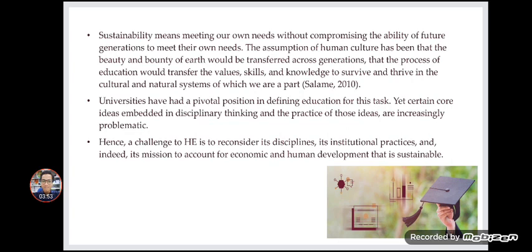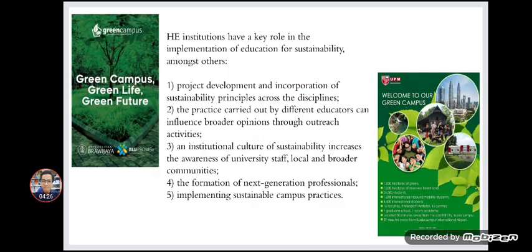Universities have had a pivotal position in defining education for this particular task. Yet, certain core ideas embedded in disciplinary thinking and the practice of those ideas are increasingly problematic. So, a challenge to higher education is to reconsider its disciplines, its institutional practices, and also its mission to account for economic and human development that is sustainable.